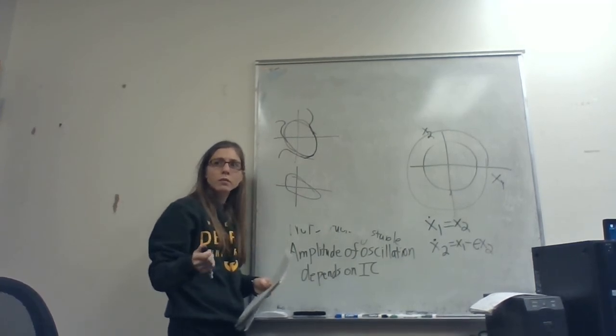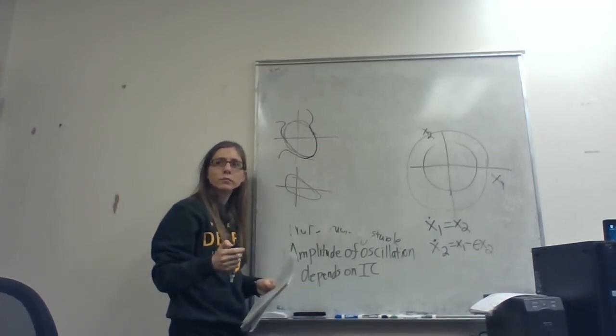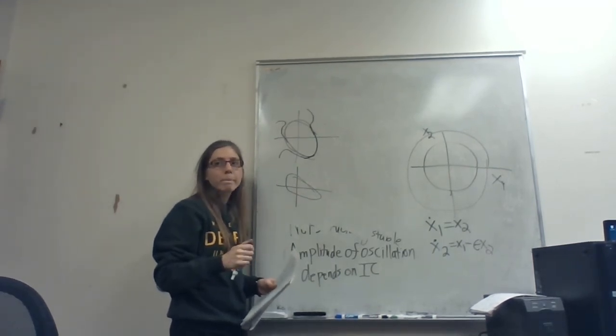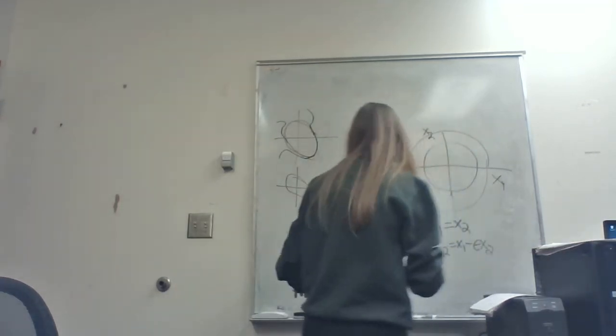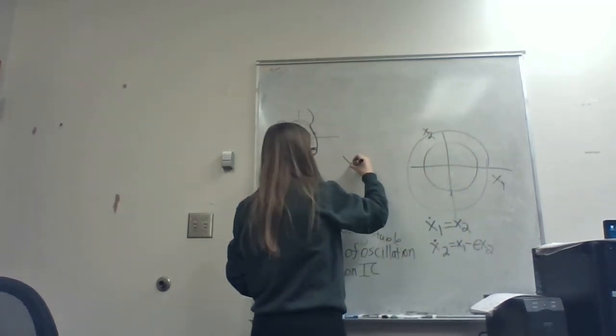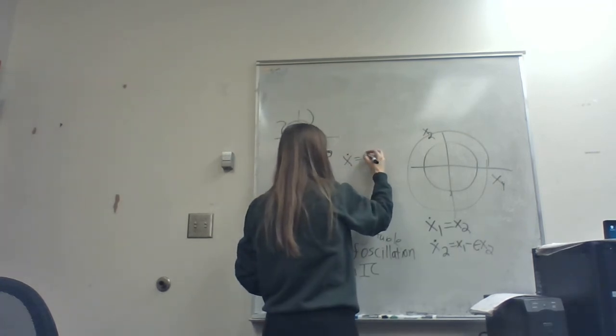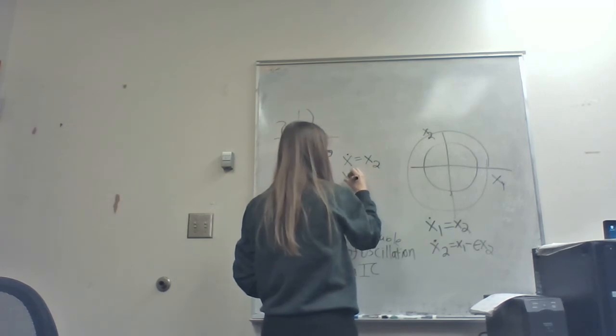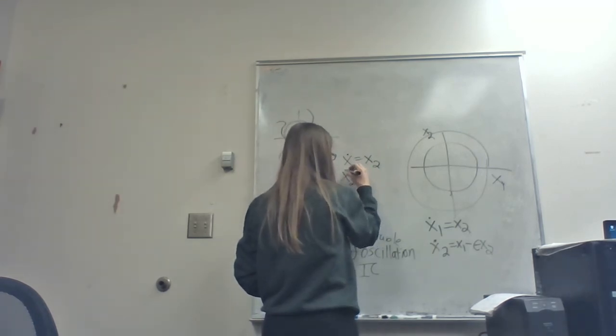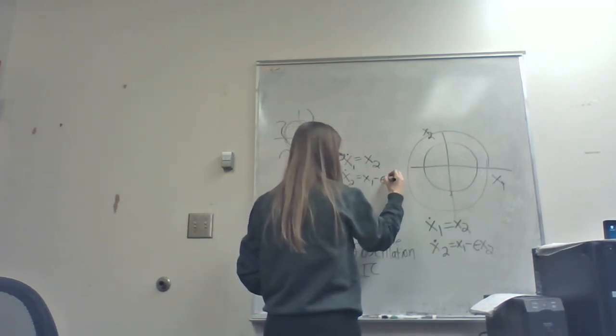So the disturbance would determine the shape of the orbit. Yeah. I think this brings up a very good question. Something that should be thought of is, say that I go back to this one down here. So x1 dot is this, x2 dot is equal to x1 minus epsilon x2.